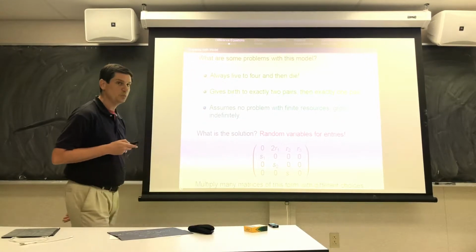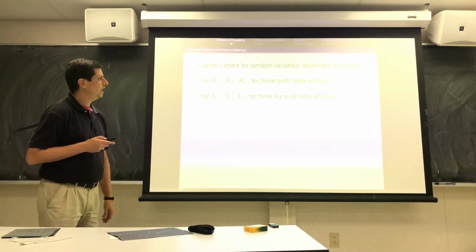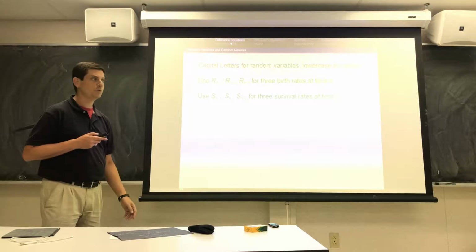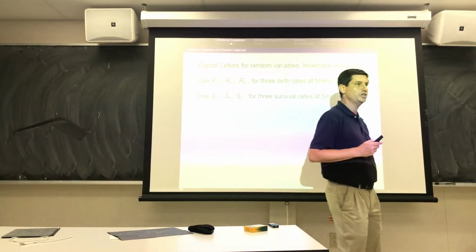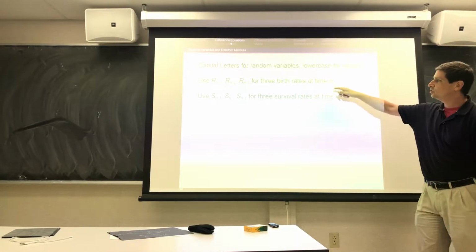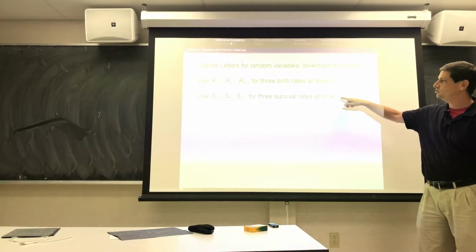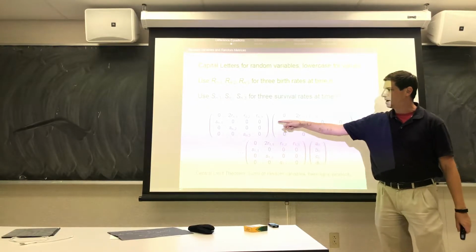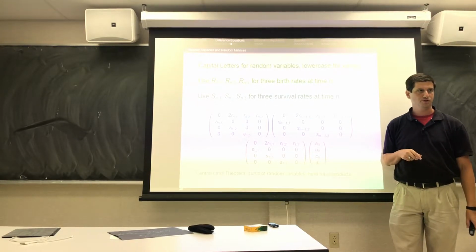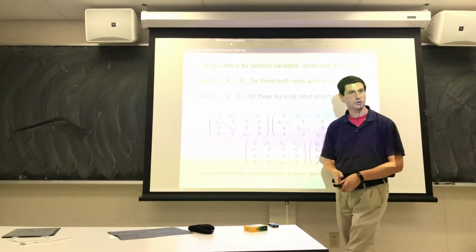So you can make the model more realistic. We typically use capital letters for random variables and lowercase letters for the values of the random variables. So this is just introducing notation that we're going to be using throughout the semester. I'll use R's for the birth rates, and I'll use S's for the survival rates. And then it's going to look a mess like this, where I'll have different draws of the random variables.